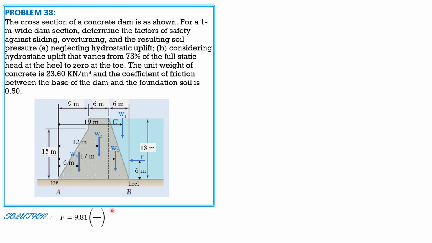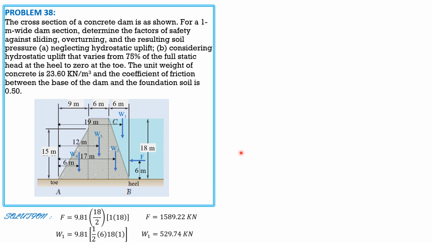F is equal to the specific weight of water times half of 18 times 1 times 18. So F is equal to 1589.22 kilonewtons. Weight 1 is equal to 23.6 times 1/2 of 6 times 18 times 1. So weight sub 1 is equal to 529.74 kilonewtons.